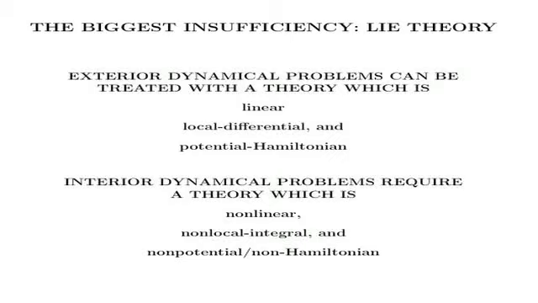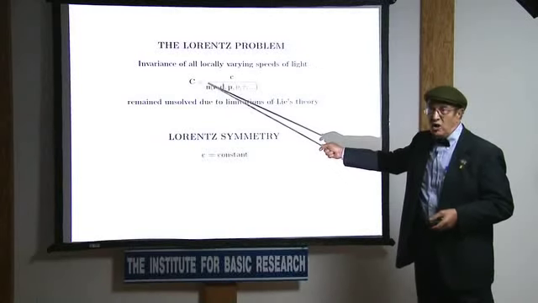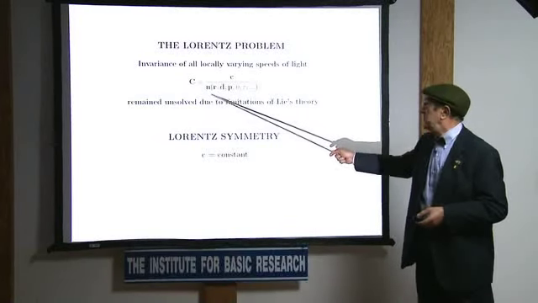Now, by digging deeper, the biggest insufficiencies were at the level of Lie theory, because Lie is linear, local, and Hamiltonian. The system we are studying is non-linear, non-local, non-Hamiltonian, so the very essence of Lie theory was insufficient. We will see this in lecture 3A, which addresses a fundamental issue of our study, which is the universal invariance of the locally varying speed of light.